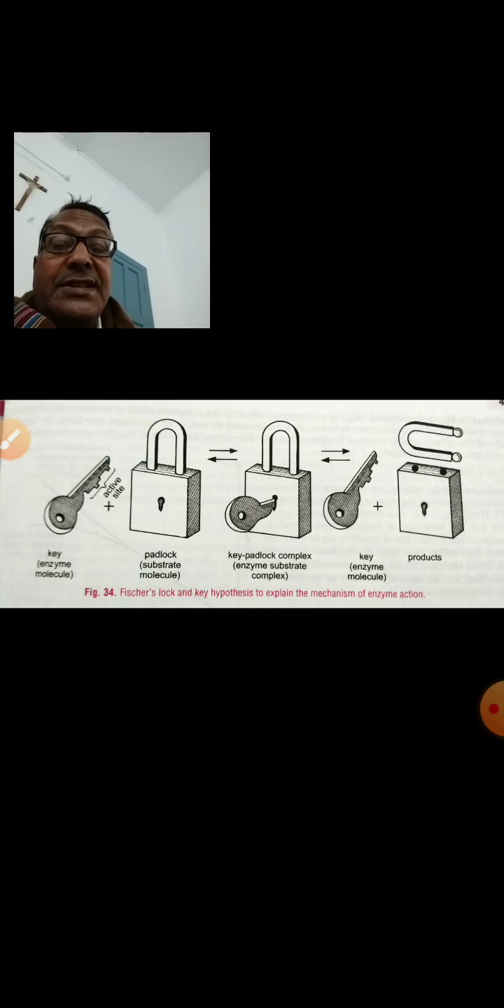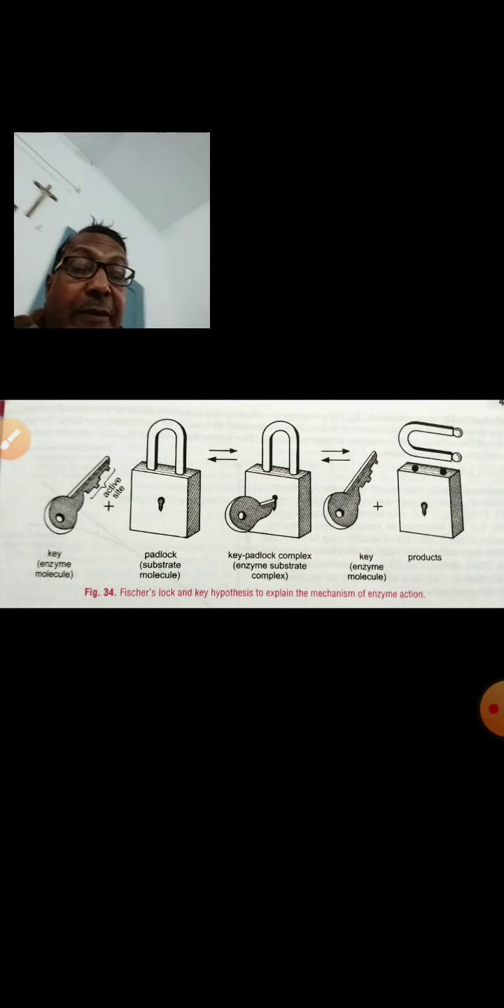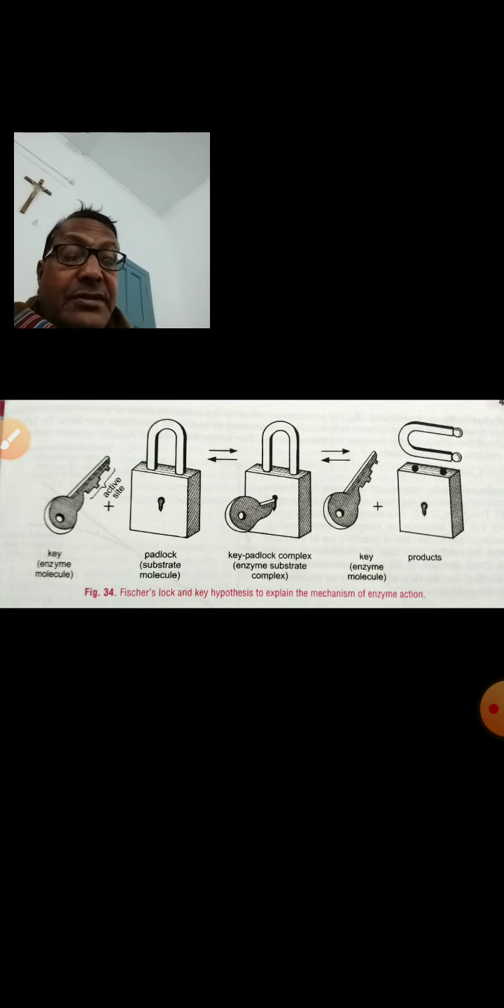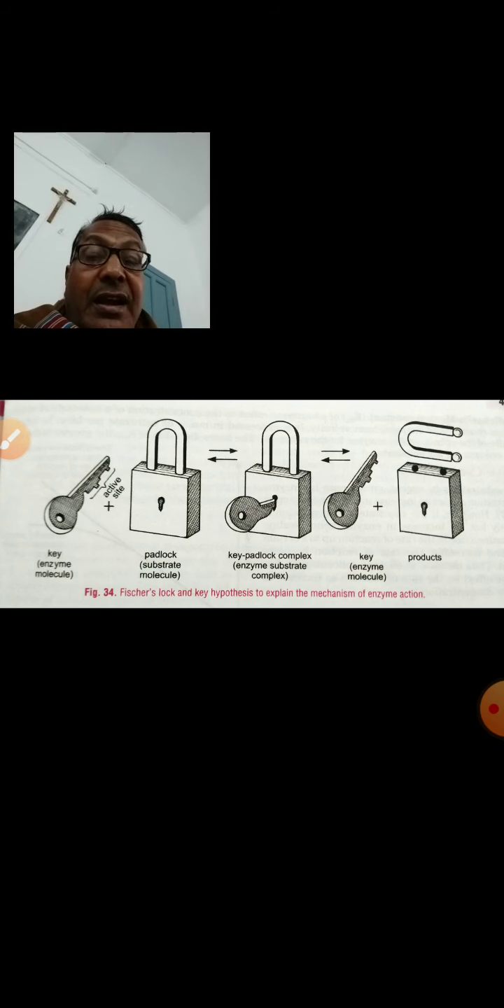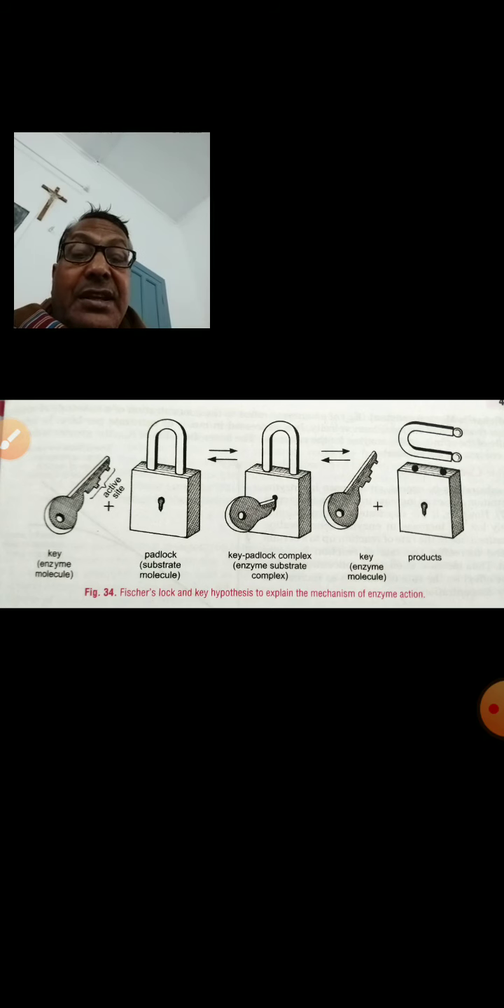This hypothesis was proposed by Emil Fischer, in which the key is equivalent to the enzyme and the lock is equivalent to the molecule of the substrate. As a key can unlock a particular lock, like that an enzyme can catalyze a particular substrate.